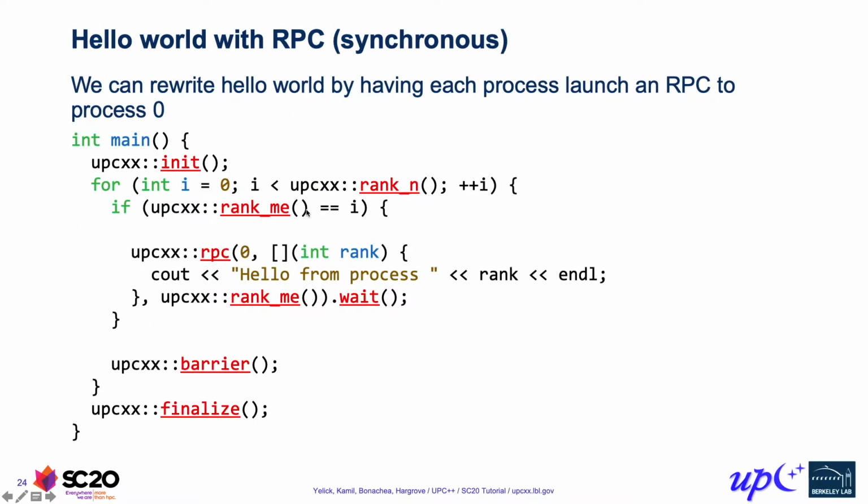With RPC, we can rewrite our hello world, and this time we don't actually have to use files, because what we'll do is we'll actually just have a single process do all the printing. So that way the output shows up in the standard out. Okay, well, so we'll keep our ordering. So here we still have our loop, and we still have our check, so that each process prints in a separate iteration of the loop.